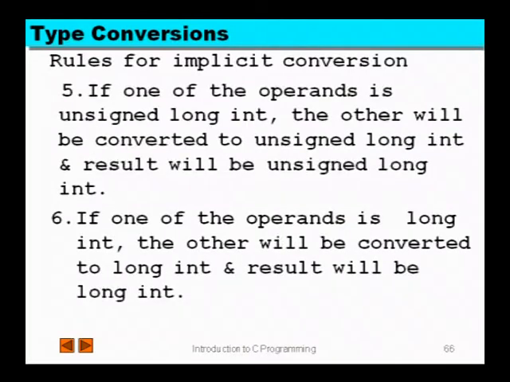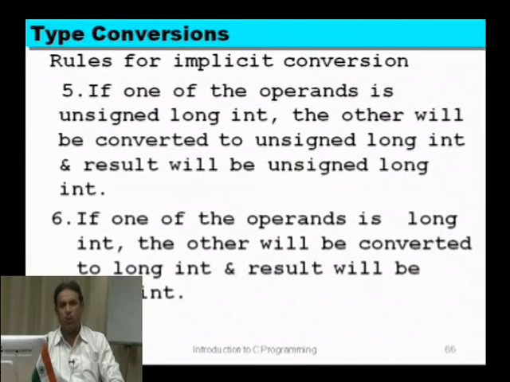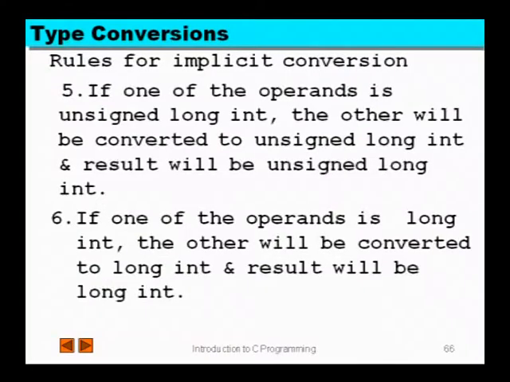Then the fifth rule is, if one of the operands is unsigned long integer. What do you mean by unsigned? Unsigned is not negative. Signed means it may be positive or negative. Unsigned is only positive. So for an unsigned long integer, the other will be converted to unsigned long integer and the result will be unsigned long integer.